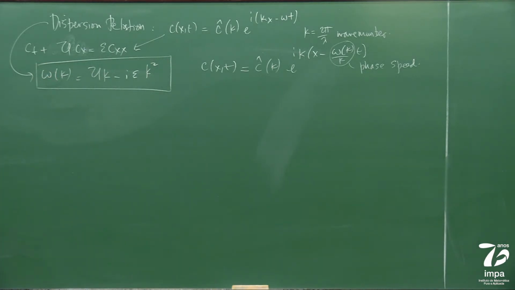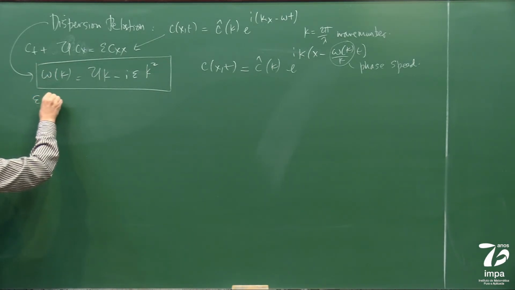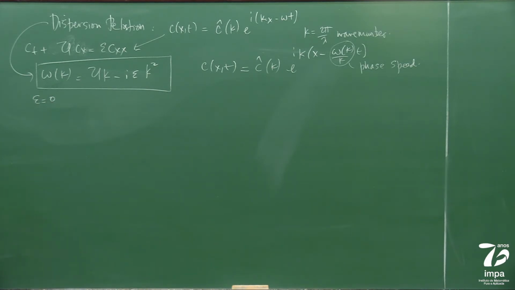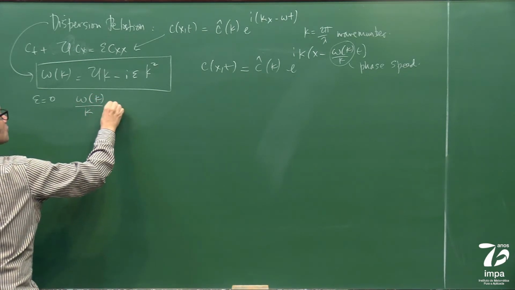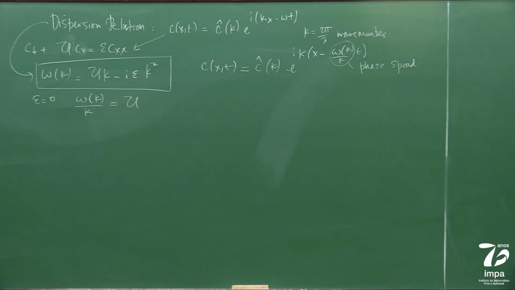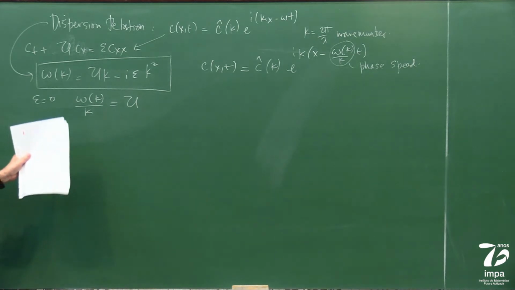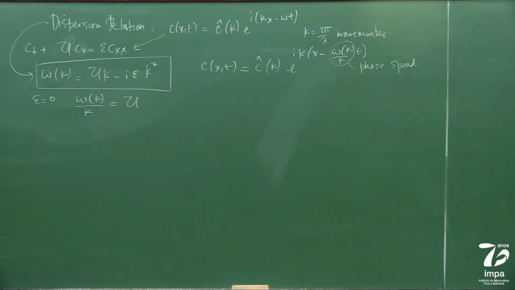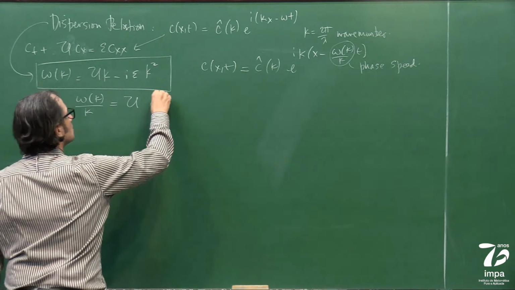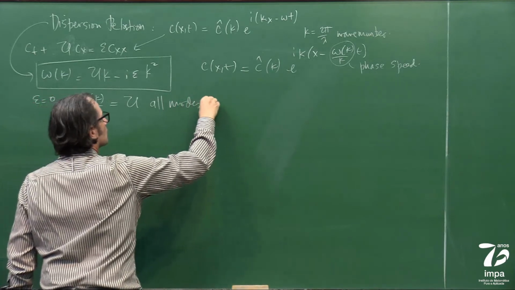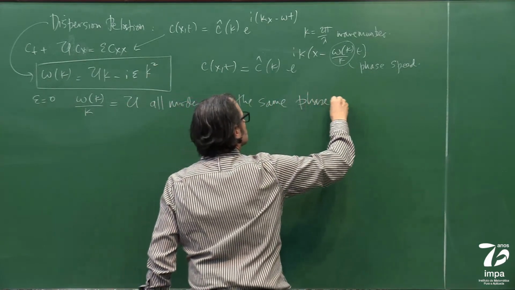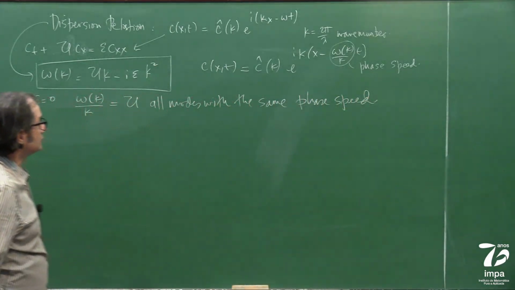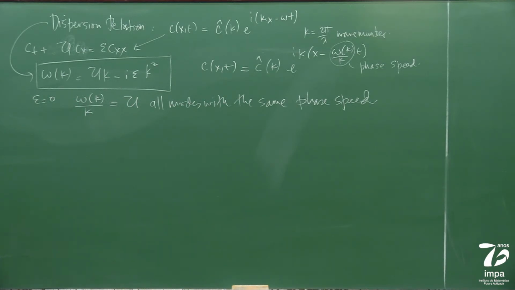This gives me two things to mention. If epsilon is equal to 0, which is the unidirectional wave equation, then omega(k) over k is equal to u, which is what we know. It's the speed of the unidirectional wave equation, and it does not depend on the Fourier mode. So this is constant: all modes travel with the same phase speed.